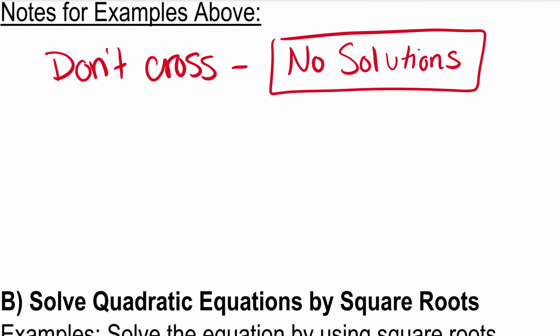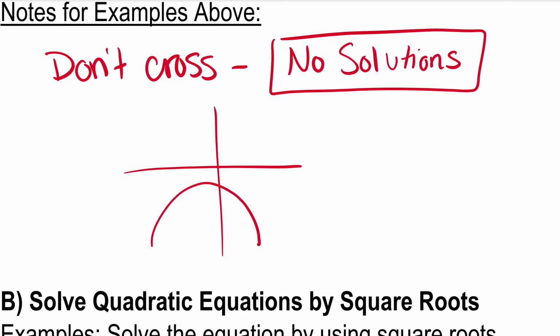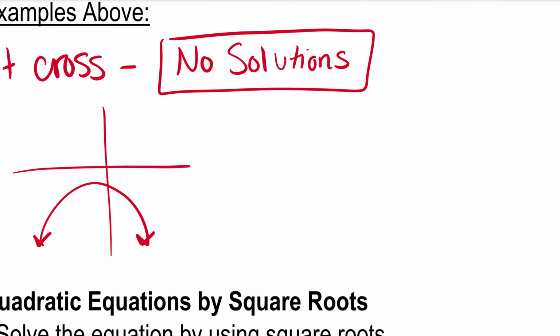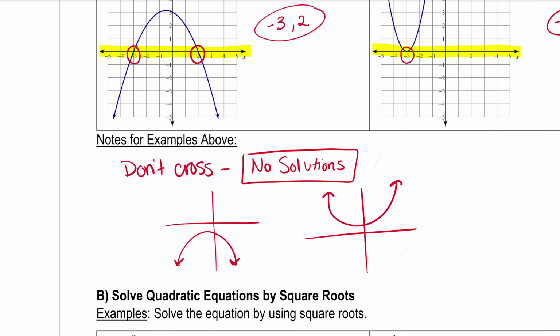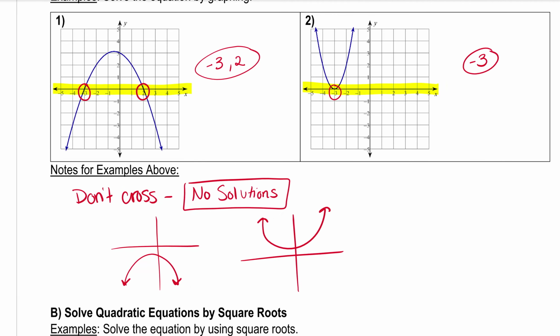And if you want to graph real quick, it's like if I had this one and my graph was way down here, notice it didn't touch the x-axis at all, and that would be no solution, or the other one would be going up. As long as it doesn't touch that horizontal line, then it'd be no solution. Otherwise, you'd have one or two numbers, and that's it.